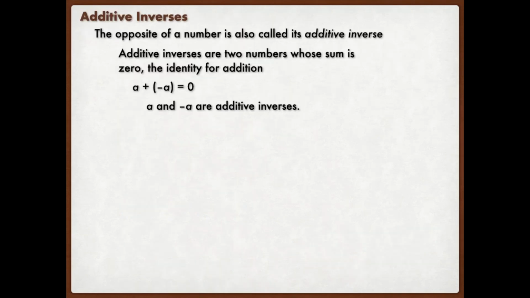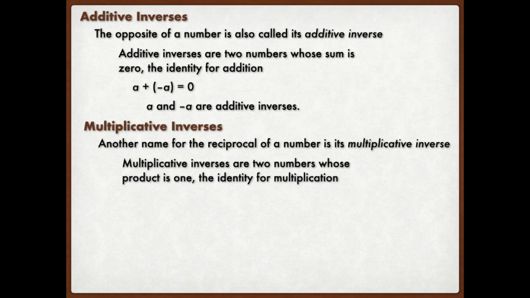An inverse is the opposite. So the additive inverse is the opposite of a number. Additive inverses are two numbers whose sum is 0. The identity for addition: A plus negative A equals 0. So those two opposites yield 0. Multiplicative inverses would basically be a reciprocal, or multiplicative inverses are two numbers whose product is 1. So A times 1 over A yields 1. These are the multiplicative inverses.